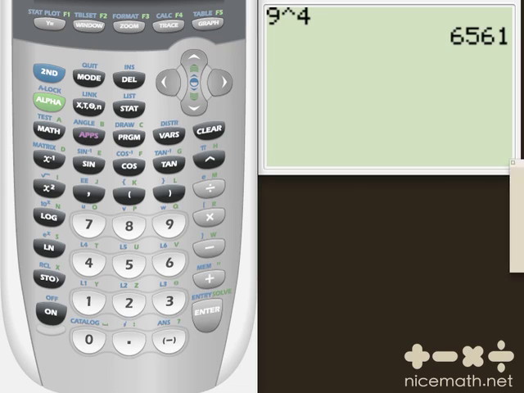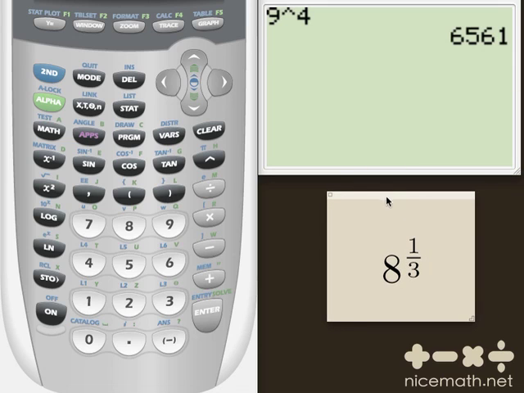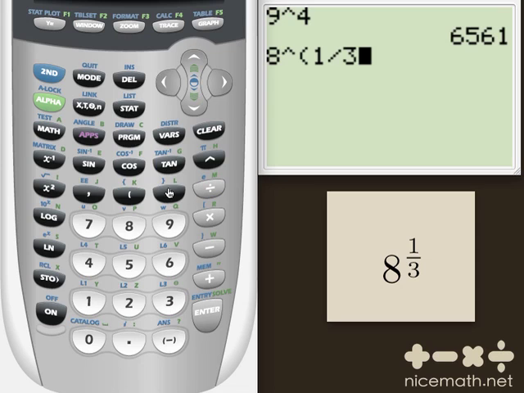Let's say we wanted to do something a little harder, like a fraction in the exponent. Maybe something like this. So in this case, we would do 8 and then the exponent key. But if it's a fraction, we need to put that in parentheses. 8 to the 1/3 power. That'll give us 2. And we'll do one more here.